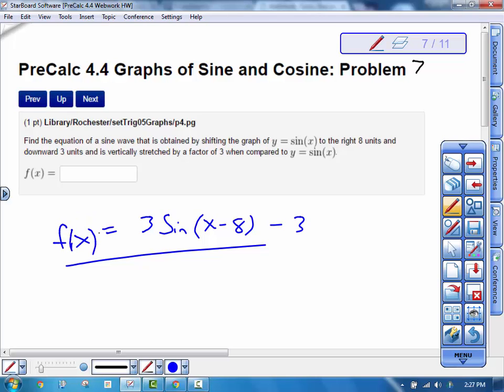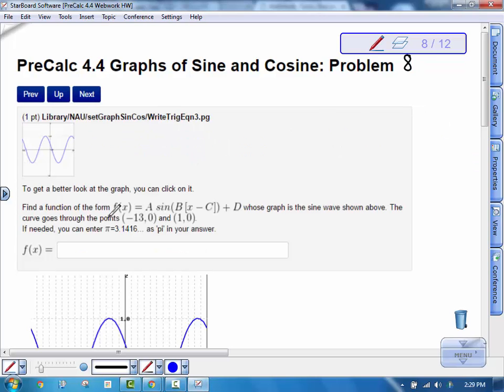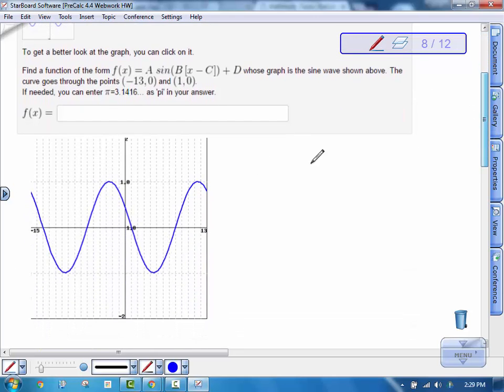Okay, the next problem says that it wants to square the sine function. The curve goes through these 2 points. If needed, we can use this as a decimal for pi. So here's the graph made a little bit bigger. We can see that the amplitude's 1, so we know A is 1 right here. We still need to find B, and we still need to find D.